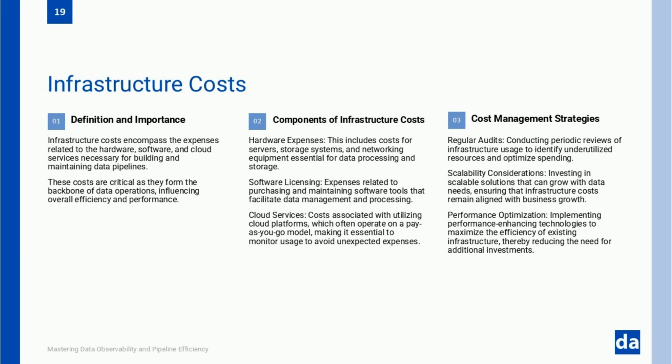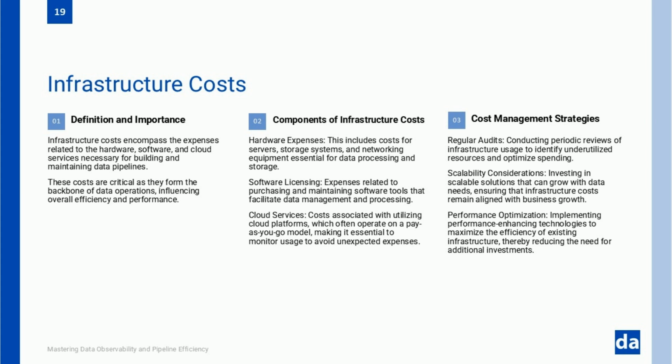Definition and importance. Infrastructure costs encompass the expenses related to hardware, software, and cloud services essential for building and maintaining pipelines. These costs form the backbone of data operations, influencing overall efficiency and performance. Without proper management, they can spiral out of control.